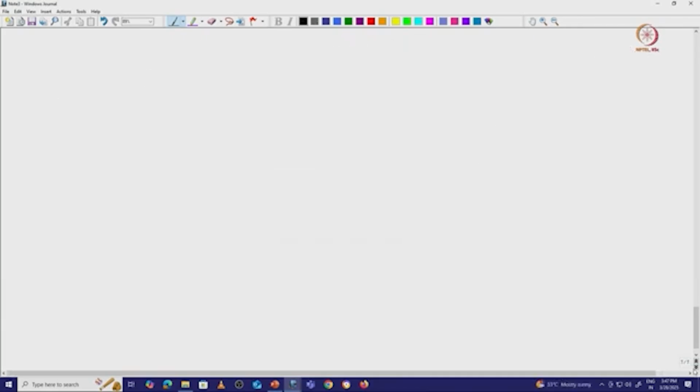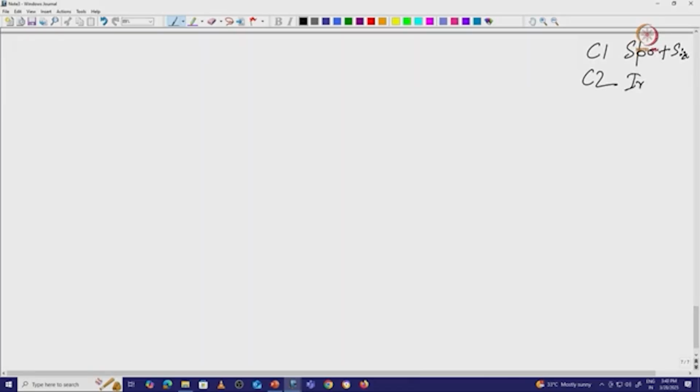That control we can do using our C1 lens and C2 lens. I am just repeating the same thing: C1 lens is connected with your spot size and C2 is your intensity. So how can we control the electron dose? You have to go with a ray diagram.